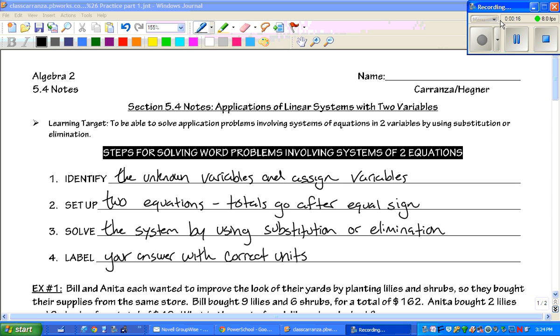Today we're going to be talking about applications of linear systems with two variables. Our learning target today is to be able to solve applicational problems involving systems of equations in two variables by using substitution or elimination.